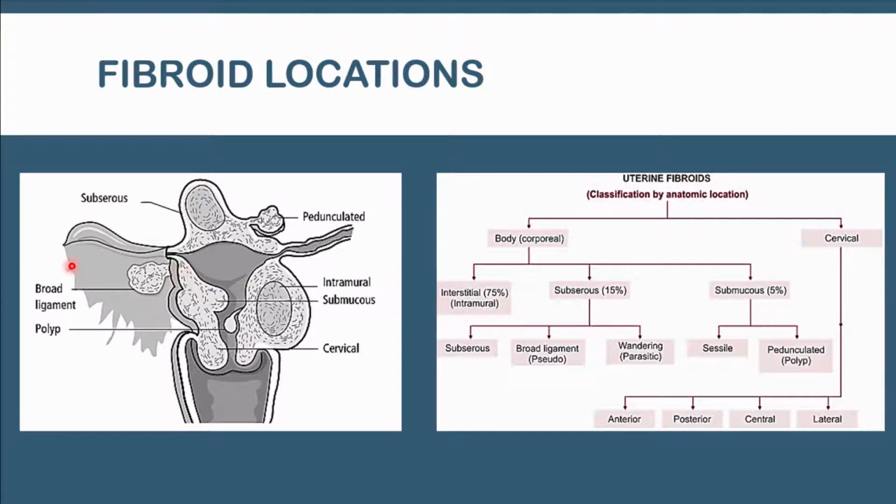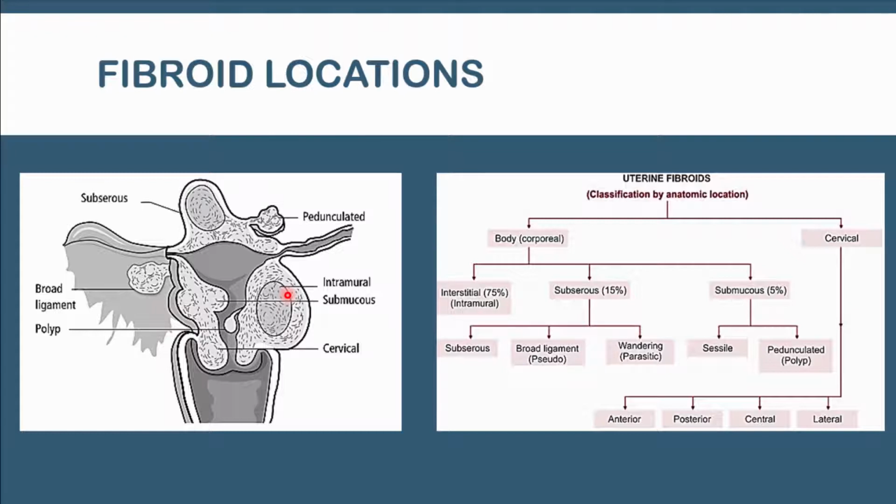So here we have your broad ligament over there, you have your fallopian tubes over there, you have the uterus over here, you have the cervix over here, and of course this is leading to the vagina. So the fibroids that are found in the body of the uterus, you could refer to them as corporal fibroids.